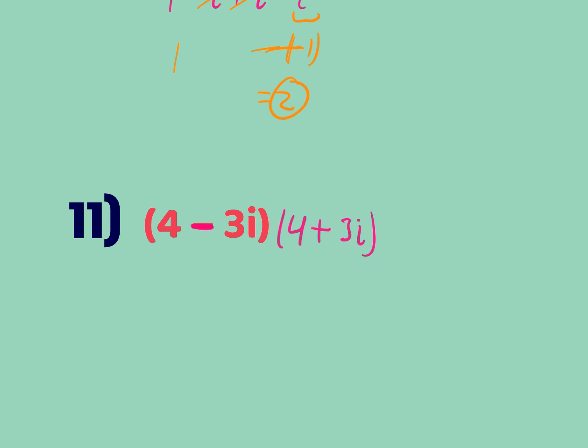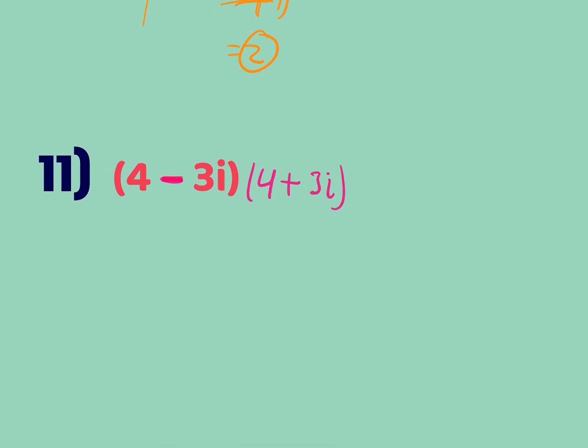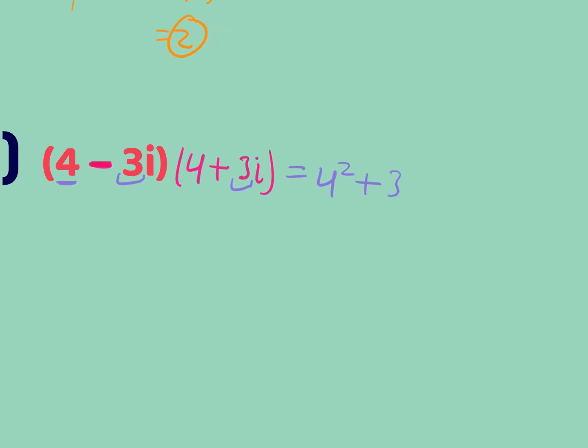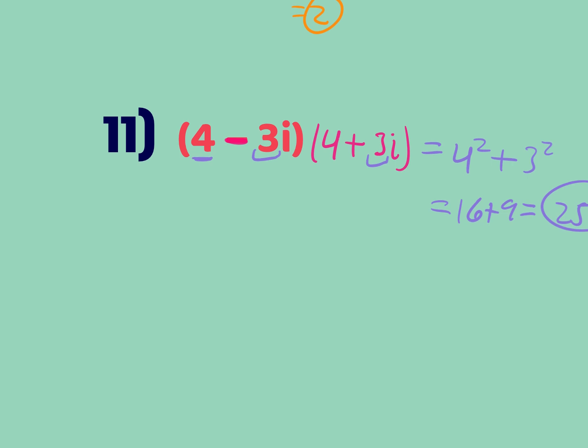Now let's use our shortcut for this one. So the real number is 4, so this is going to be 4 squared. Add a plus, and then the real part of our imaginary number is 3. So we have 4 squared plus 3 squared, which is going to be 16 plus 9, which is 25. See how quick that was compared to if you were to FOIL it.